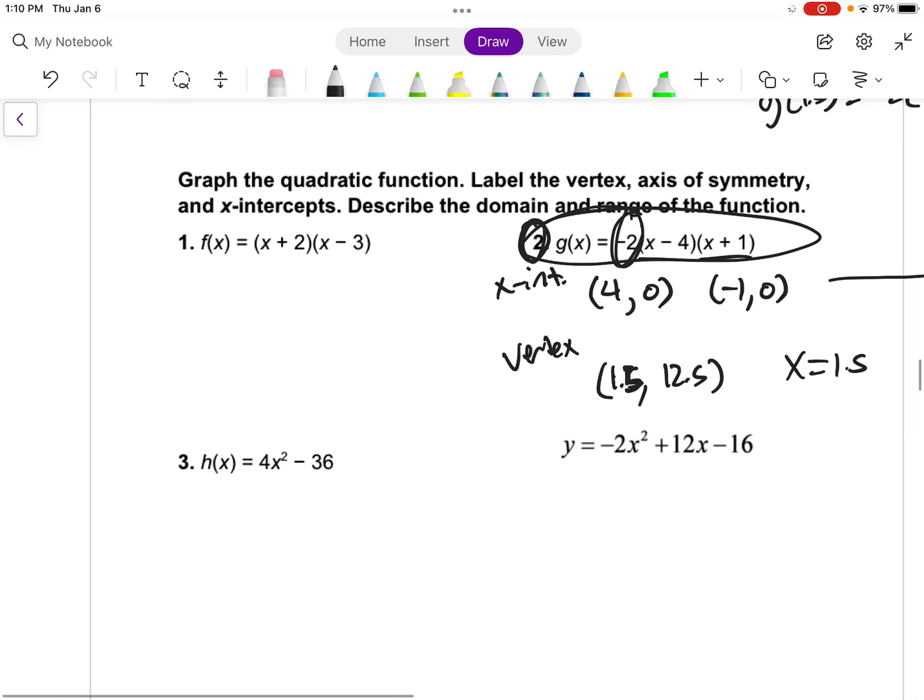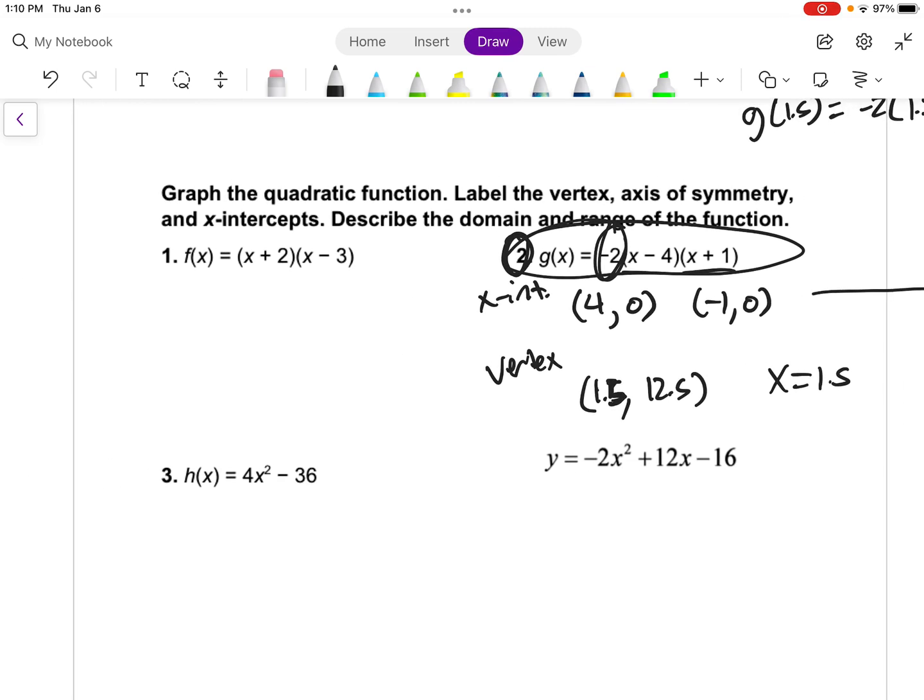Okay, I want you guys to try this one. Try it real quick and then come back and see if you've got it. So do this one on your own, number 1. Pause the video, and when you come back, I'll run through it with you. So if it's x plus 2, that means one of my x-intercepts is negative 2, 0. And if it's x minus 3, one of my x-intercepts is 3, 0.